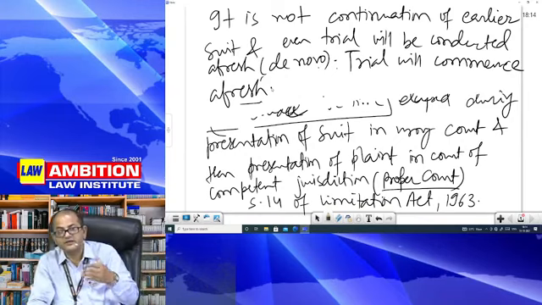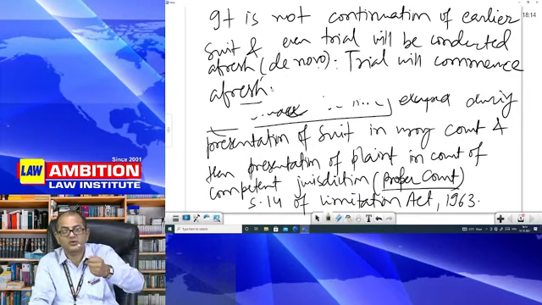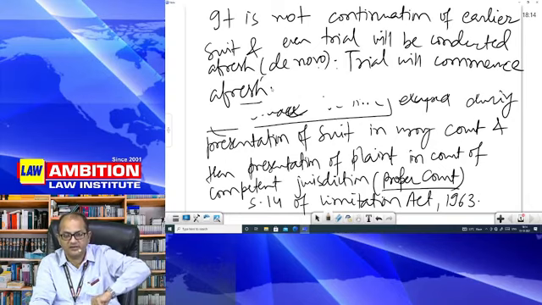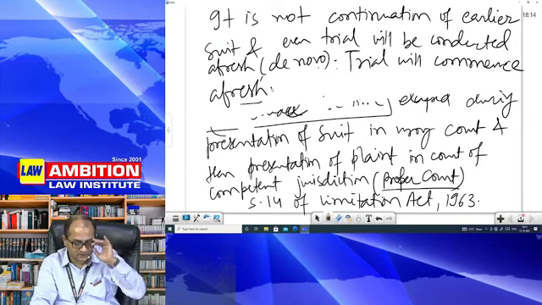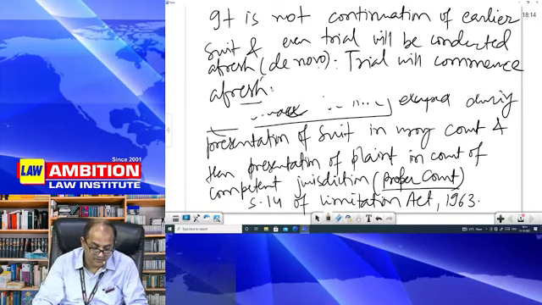Because that was basically a proceeding in a wrong court, not of competent jurisdiction. So what is the relevance of that particular proceeding which has taken place there? So उसका बहुत महत्व नहीं है. Be clear about this. Is this clear? Is this all right?